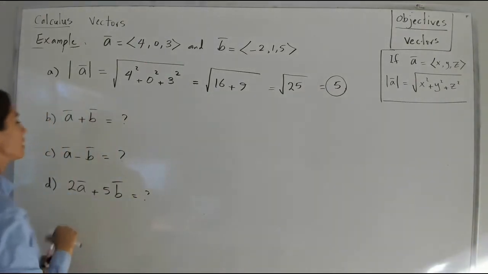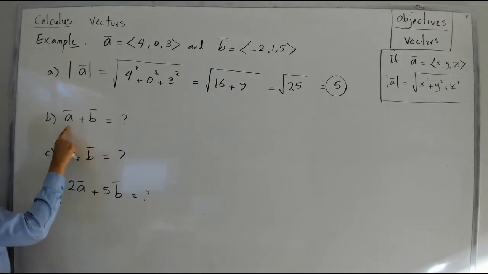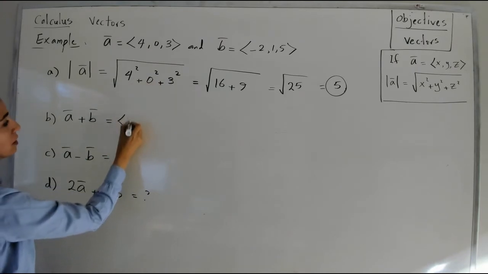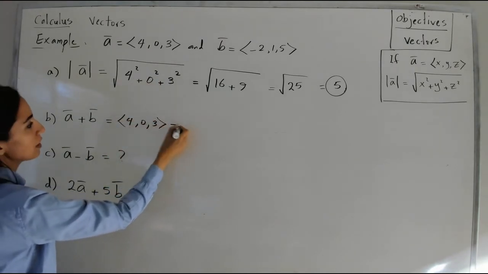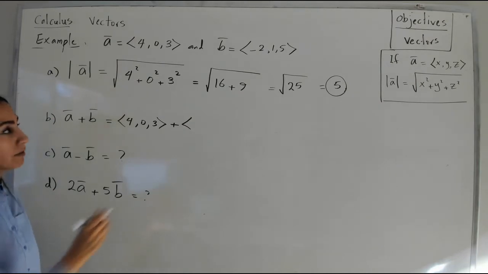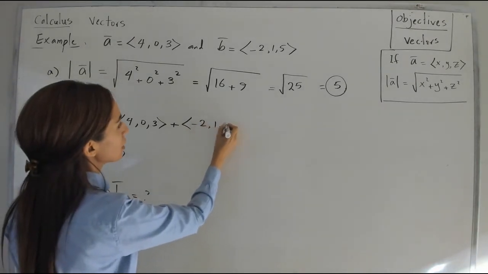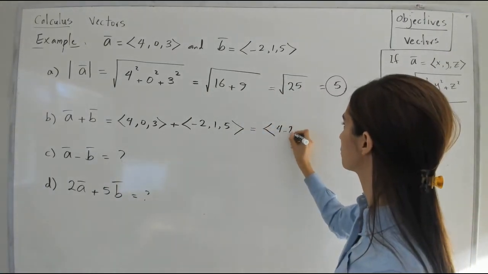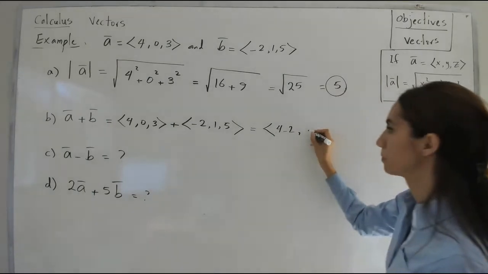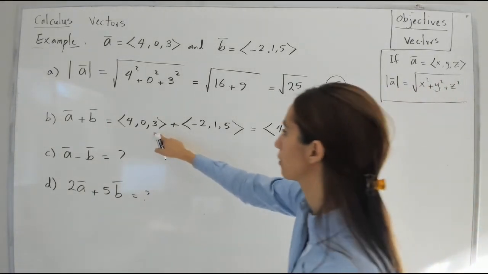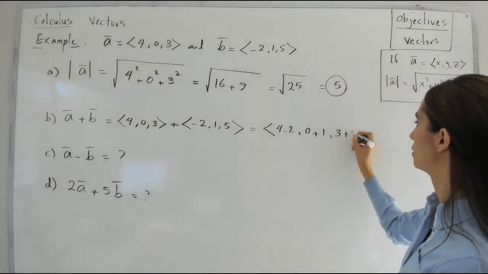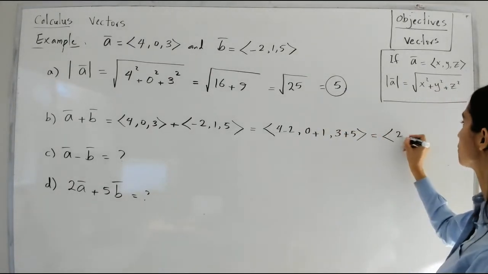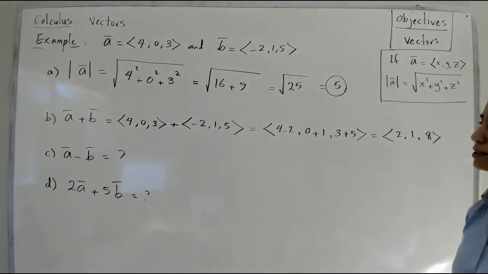B, it says, well, what is the addition between these two vectors? We take the components of the first vector, 4, 0, 3, and we take the components of the second vector, add them together. So here we have 4 minus 2, comma, 0 plus 1, comma, 3 plus 5. Here we have this new vector with components 2, 1, and 8.